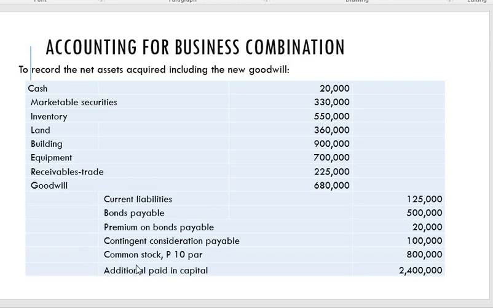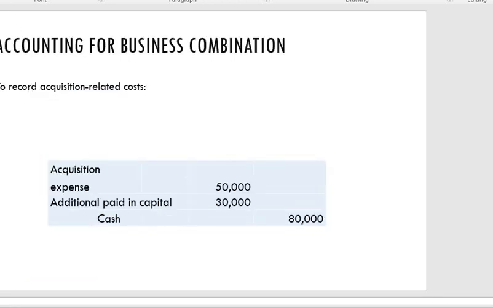And then, credit siya ng common stock at 10 per par. Kasi nga, diba, it issued 80,000 shares at 10 per par at 800,000. And then, yung additional paid in capital was the excess of the fair value, which is 40, and par 10 times 80,000 shares, the number of shares issued. Okay, that's 2.4 million. To record the acquisition-related cost, that's still debit to acquisition expense amounting to 50,000, and then additional paid in capital for the stock issuance cost 30,000, and credit cash for 80,000.